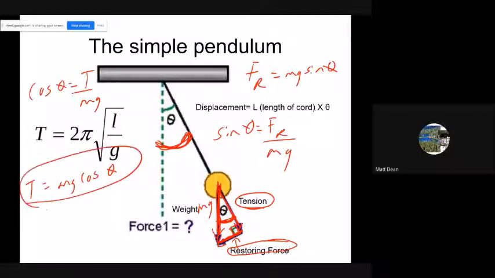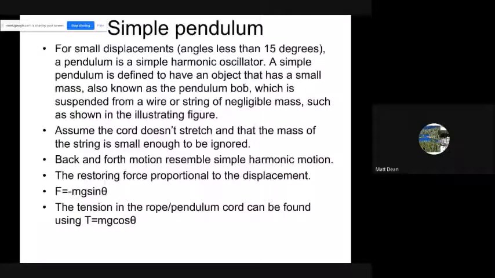Now don't confuse this T. This T is tension. This T is period. So sometimes it might be better to write F_T for tension, force of tension. Keep those equations in mind. Let's look at this next problem. For simple displacements, small angles, angles less than 15 degrees, a pendulum is a simple harmonic oscillator.